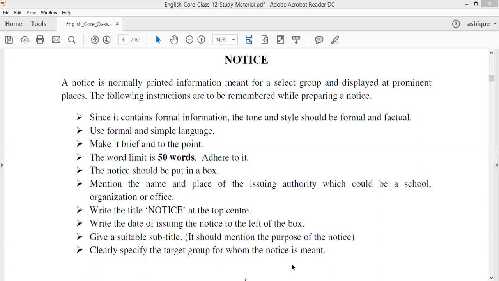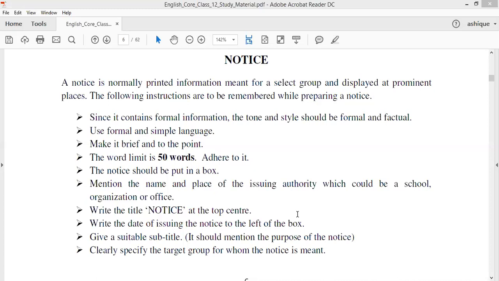Similarly, a notice is normally printed information. When an office, a company, an organization, a society or a market displays information for everyone, this is not an individual notice, it is a group notice. Anyone can see it. In a newspaper you can see many notices. Lost and found, you have read in class 6, was the first notice writing. If you lost your pencil box or tiffin box, you have read it.